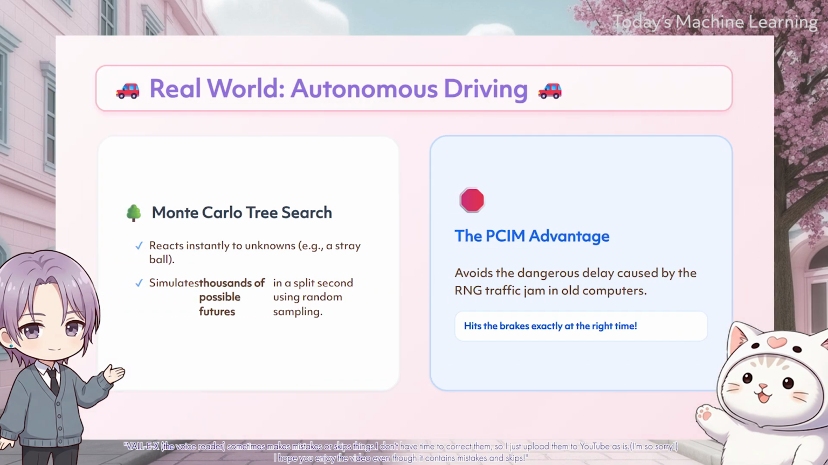For our second example, let us look at autonomous driving and robotic agents. Imagine you are riding in a self-driving car, and suddenly a stray ball rolls into the street. The car AI needs to react instantly, but the real world is full of unknowns, like whether a child is running right behind that ball. To make a safe choice, the AI runs Monte Carlo tree search, simulating thousands of possible futures in a split second using random sampling. If the car uses an old computer, the traffic jam of random numbers might cause a dangerous delay. But with probabilistic computing memory, the car can generate those thousands of random scenarios instantly, allowing it to hit the brakes exactly at the right time, making our roads incredibly safe for everyone.